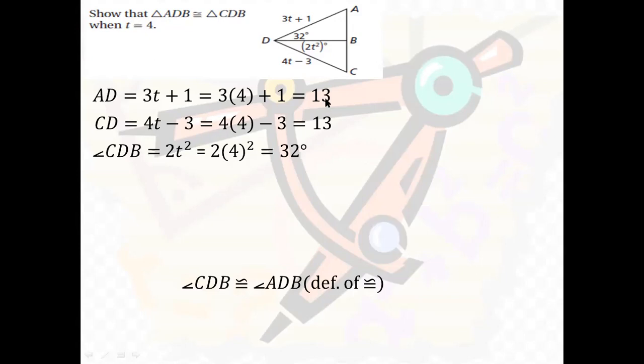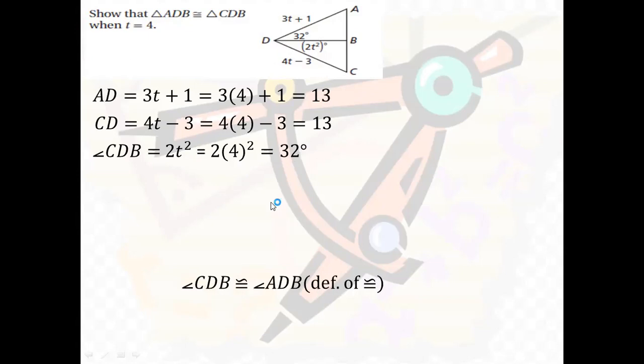And finally, we have angle CDB. How do you differentiate between the sides and an angle? For an angle, they will mark it with the degree sign. So this means it's an angle. This doesn't have the degree sign, so that means they are the sides. So you will do the same. You will replace t with 4 and find out the measurement of the angle.